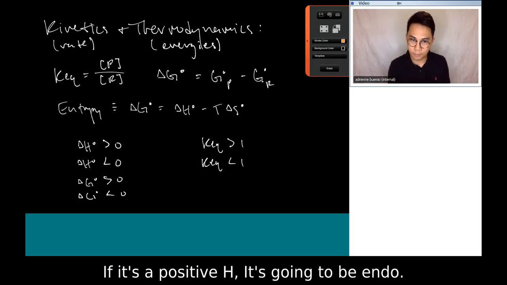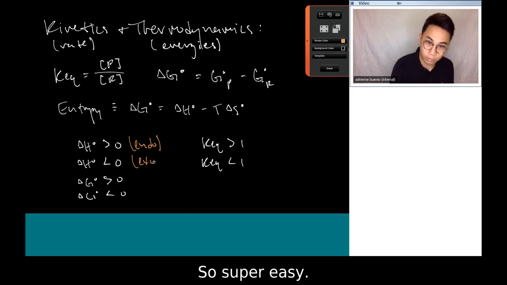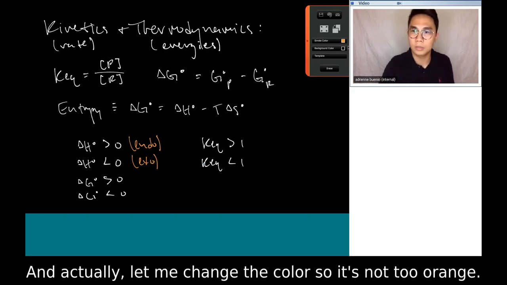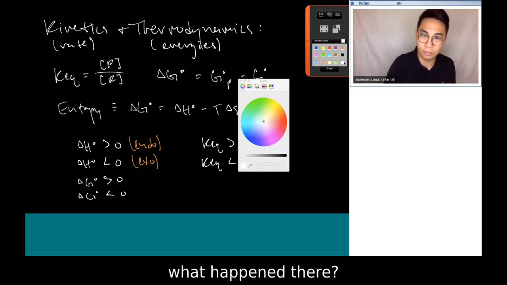If it's a positive H, it's going to be endo, negative H, exo. So super easy, right? And actually, let me change the color so it's not too orange. So what about G? G is kind of like, what happened there?